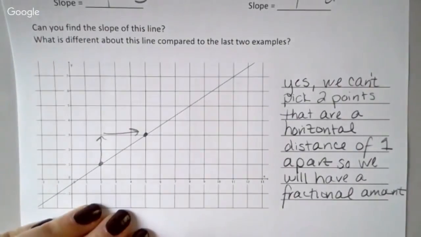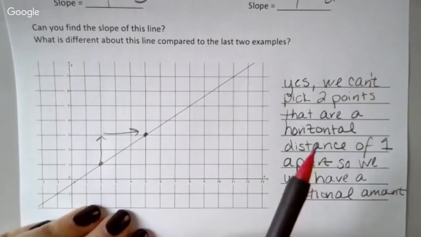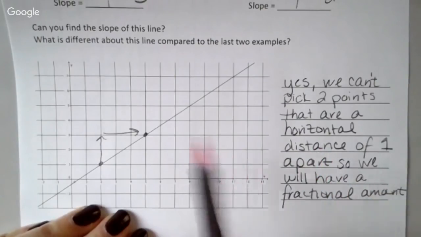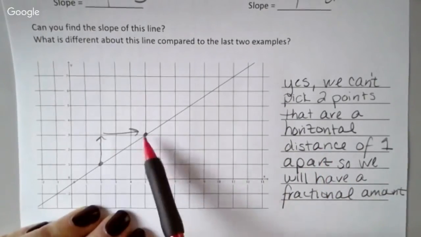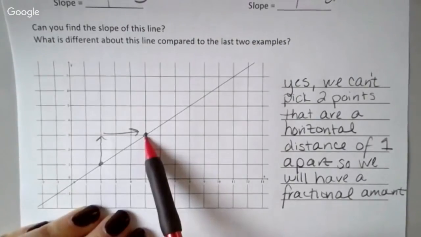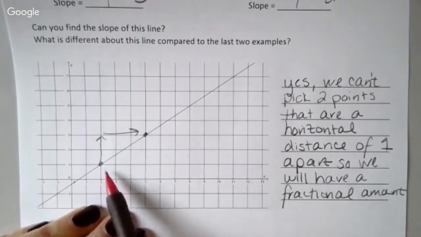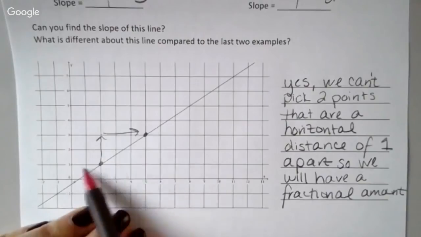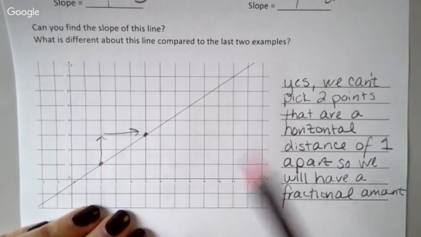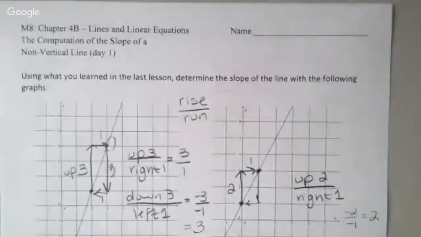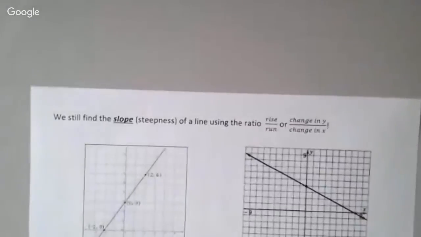So all the slopes I've had you find so far were actually also unit rates. All of the denominators were always a 1. Here we can find the slope, but we're not going to have a unit rate anymore. We're not going to have a denominator of 1 because there's no points that are only 1 horizontal distance apart. So we can find the slope, it's just that it's going to be fractional. So we'll go through some examples so you can see how this works.